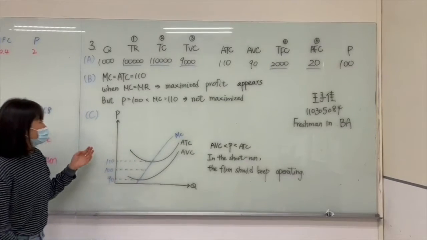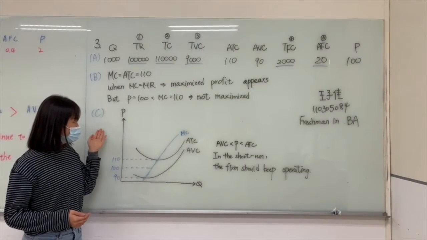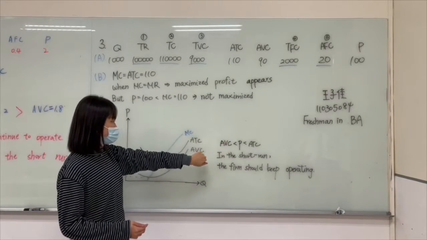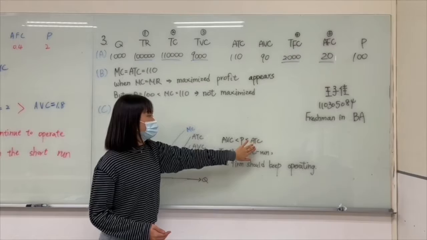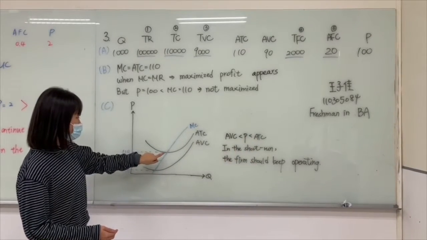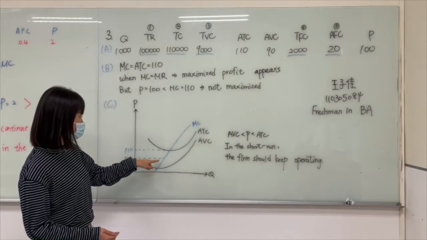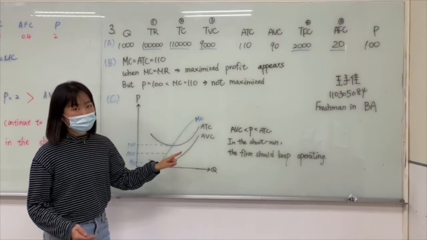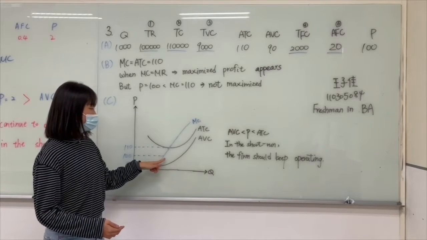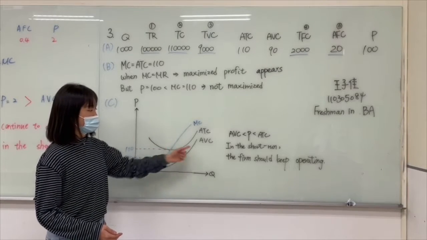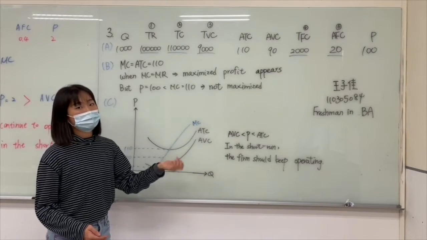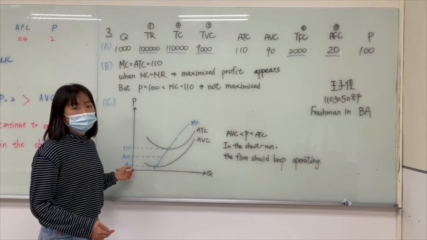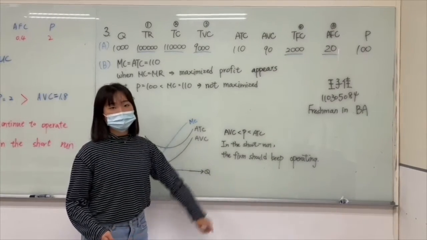So the price is already less than marginal cost, so it has obviously not maximized profit, and it has a loss. For section C, in the graph shown, average variable cost is less than price, and price is less than average total cost. As the picture shows, here's the price 100, here's the average variable cost, and here's the average total cost. In the short run, the price must be bigger than average variable cost for the firm to keep operating. In this situation, 100 is bigger than 90, so the firm will just keep running.